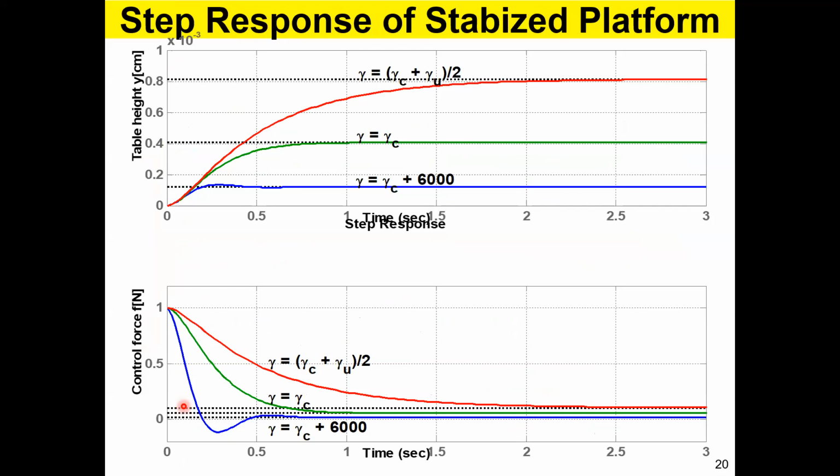So what do you see? You see here the table height, which is the response for a unit step. So the step is 1, that is 1 centimeter. The command is 1 centimeter. The platform has to go down by 1 centimeter from 0 and settle there. This is what happens for various gains that you set. When the gain is critical, gamma C, you get this response, the green color, and this is how the force changes. Initially there's some force, and gradually it goes down and settles somewhere there, and keeps that force.